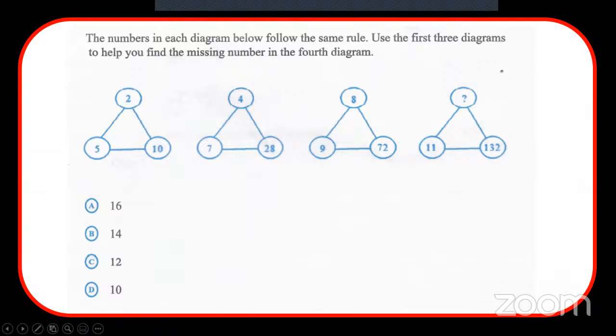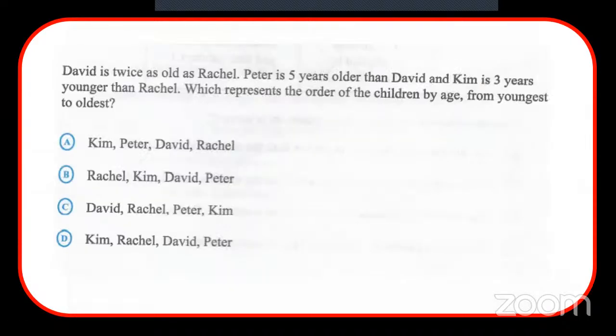Let's look at this one. So someone had asked before to give them another one of these age questions. Here we are looking at one of those age questions. So David is twice as old as Rachel. Peter is 5 years older than David, and Kim is 3 years younger than Rachel. Which represents the order of the children by age from the youngest to the oldest?